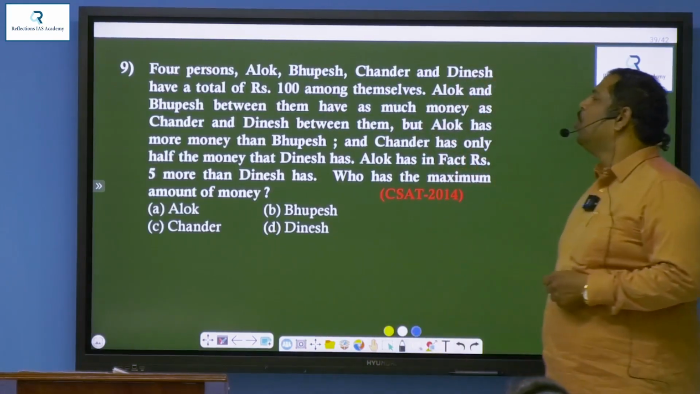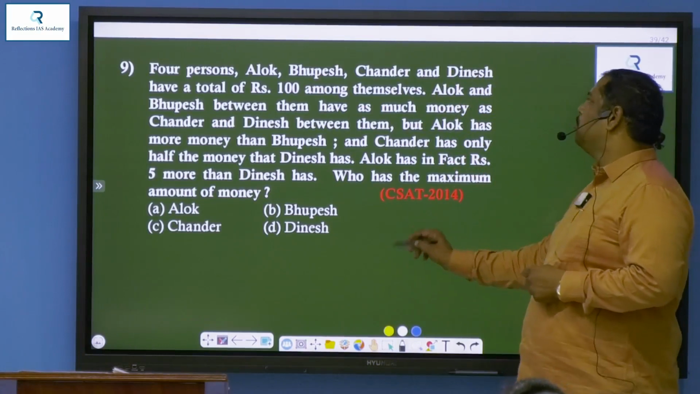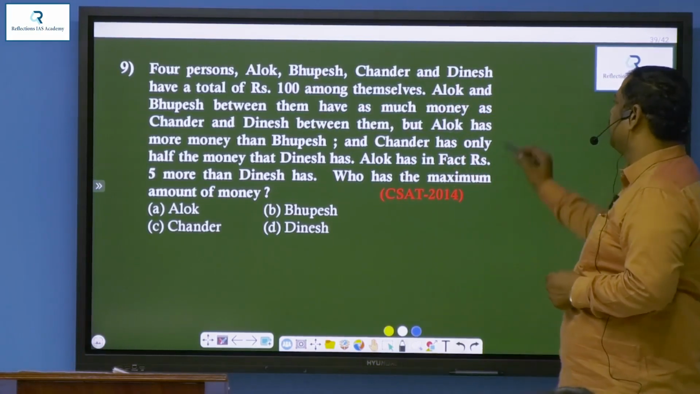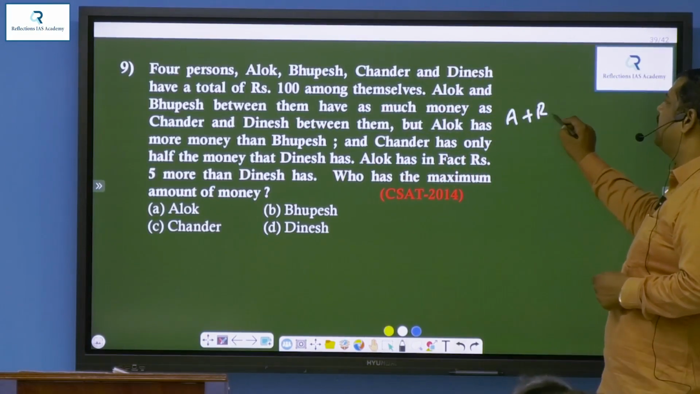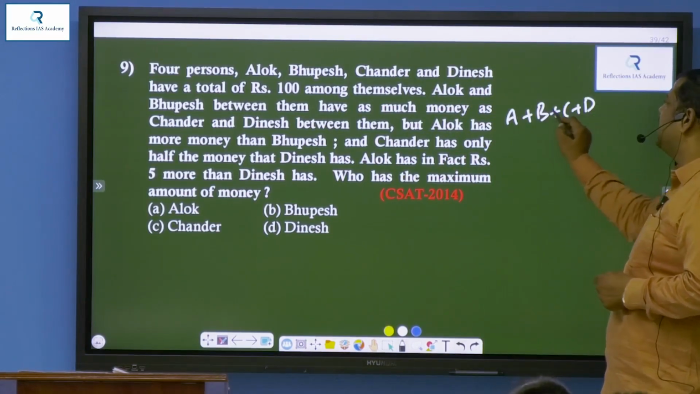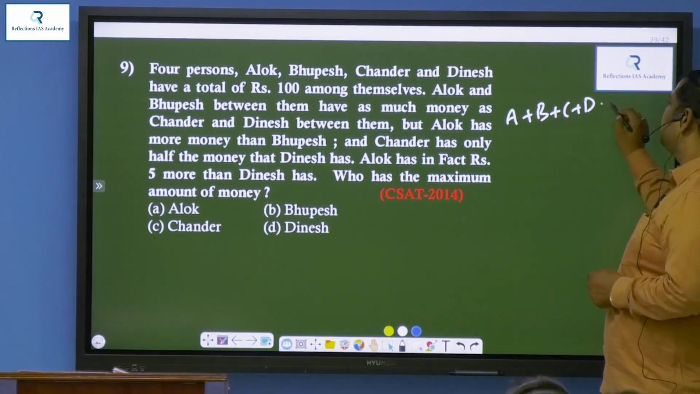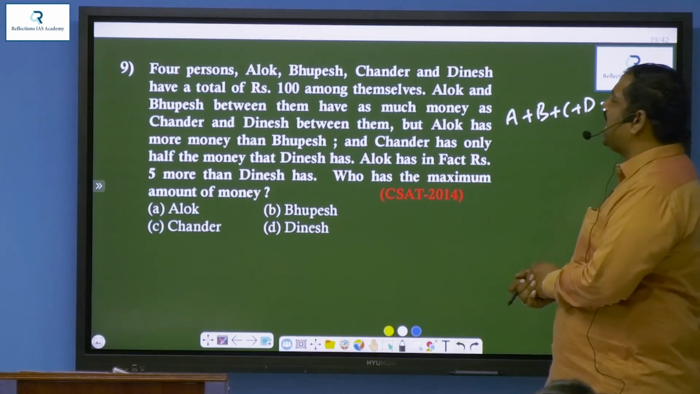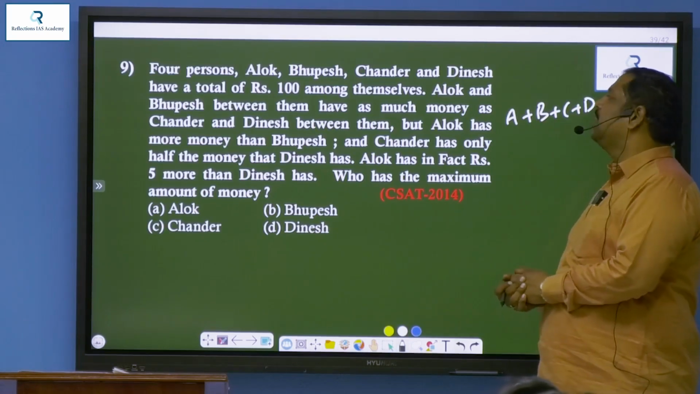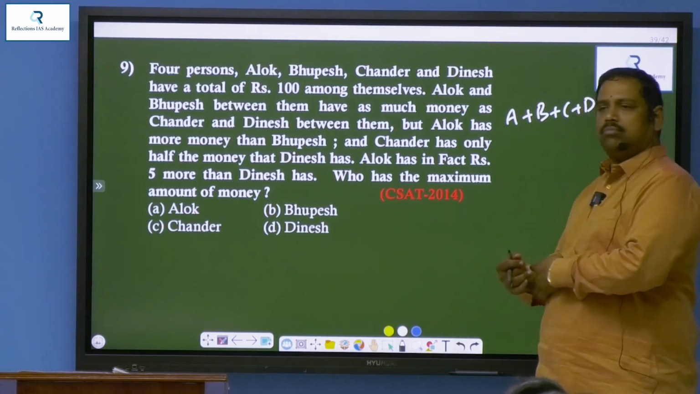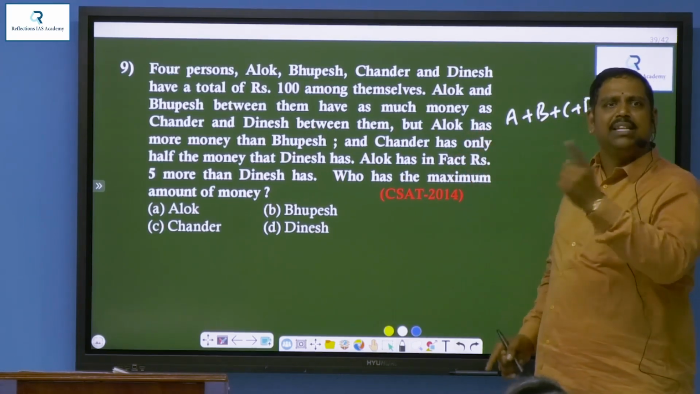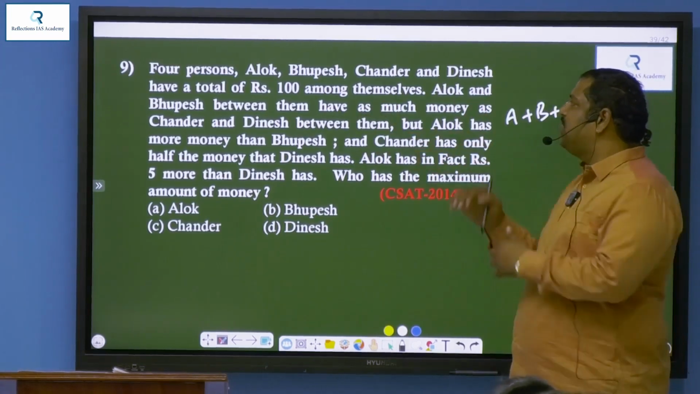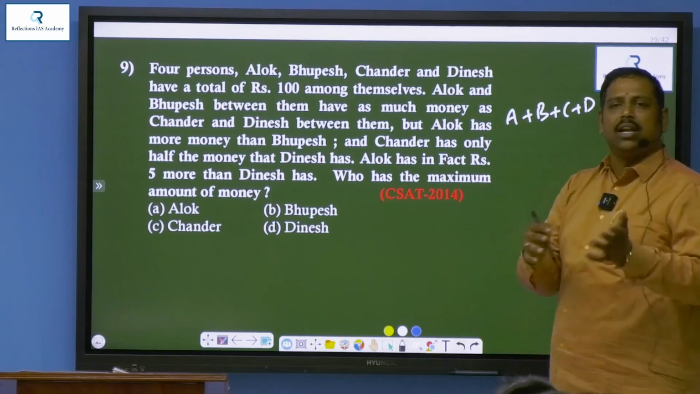Okay. 4 persons, Alok, Bhupesh, Chandar and Dinesh have a total of 100 among themselves. Each one has this much money. Total rupees is how much? 100 rupees. Alok and Bhupesh between them have as much money as Chandar and Dinesh between them. Actually this statement is confusing.